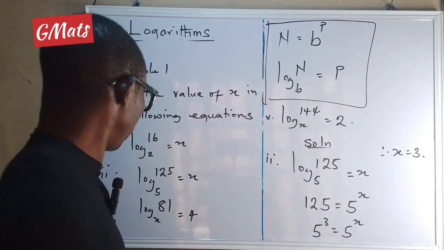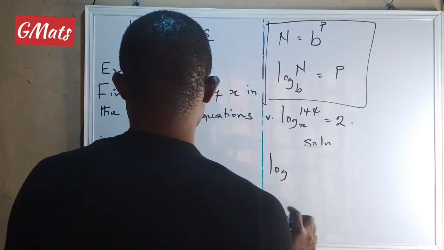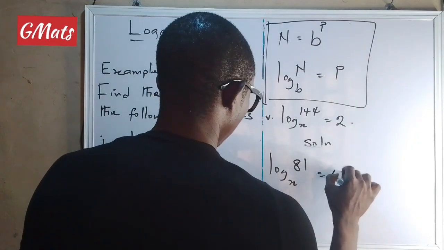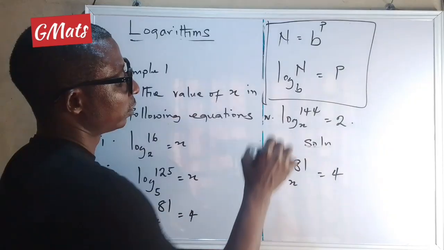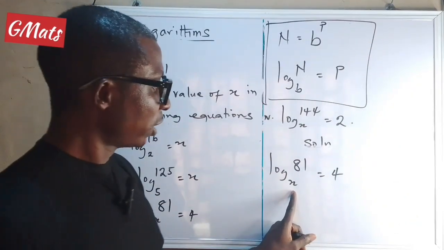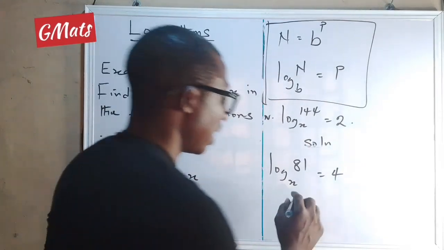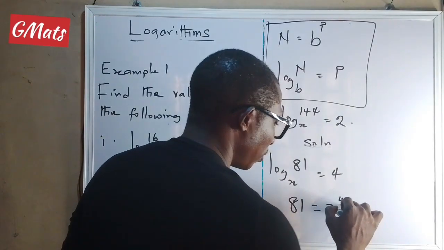Now let's move to the third one. Log of 81 base x equals 4. Now look at this. So now the base moves here. So we now have 81 equals x raised to the power of 4.